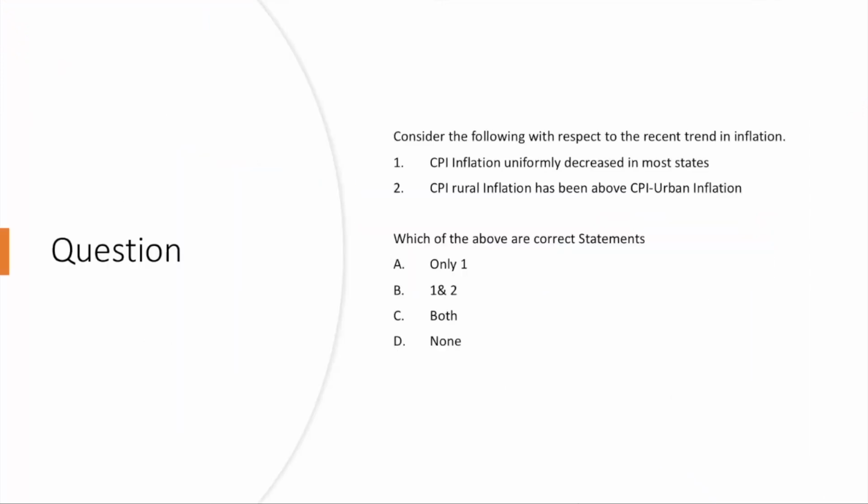Let's take an easy question. Consider the following with respect to recent trends in inflation. CPI inflation uniformly decreased in most states? No, we have seen that in some states it has increased and in other states it has decreased. CPI rural inflation has been above CPI urban inflation? No, we have seen that CPI urban inflation is above CPI rural inflation. So which of the following are correct? None of them are correct.